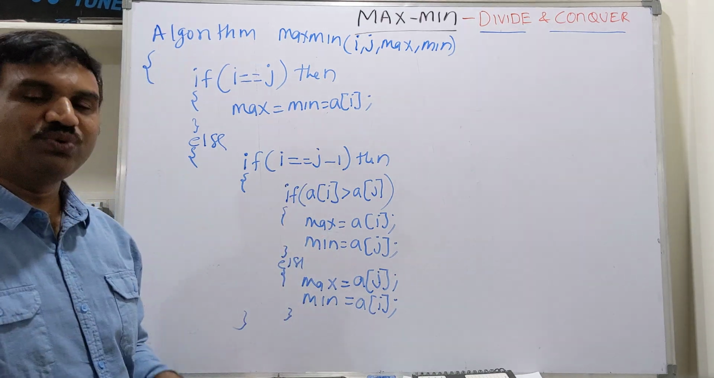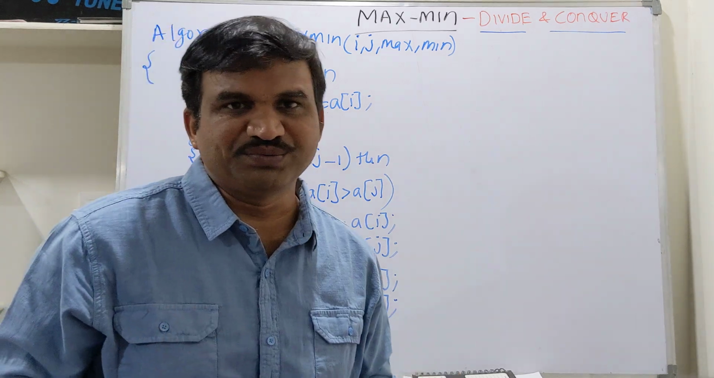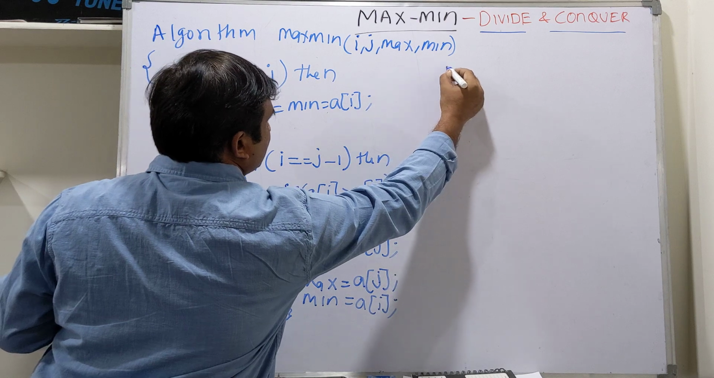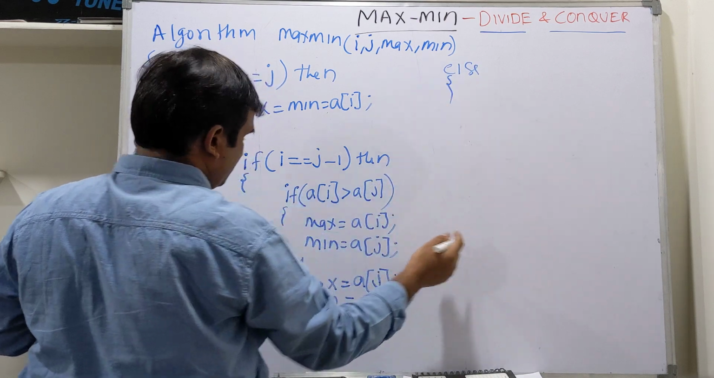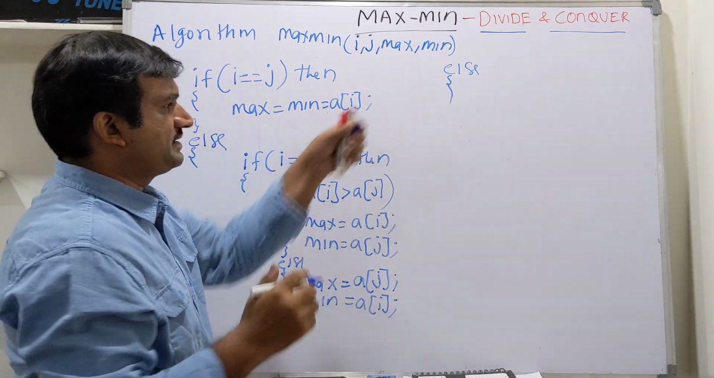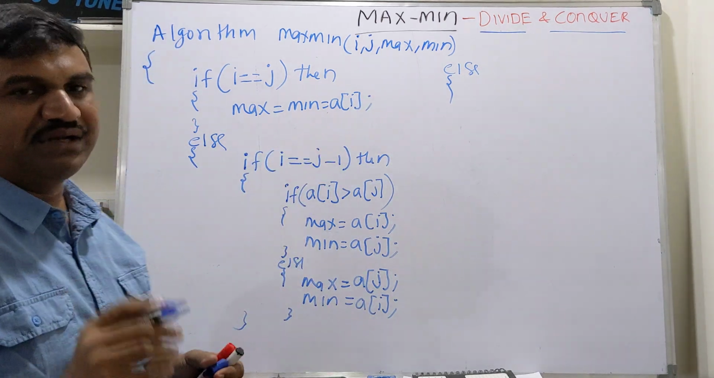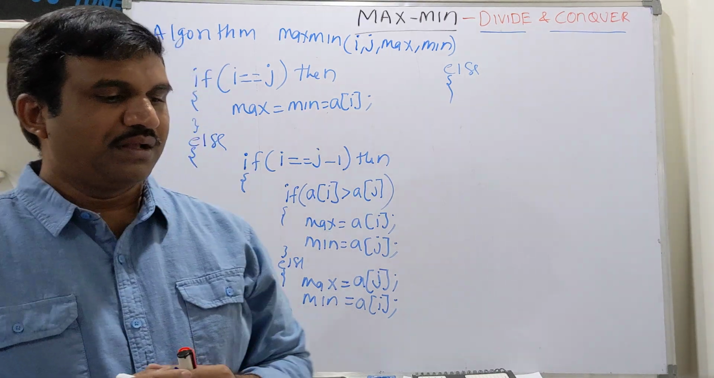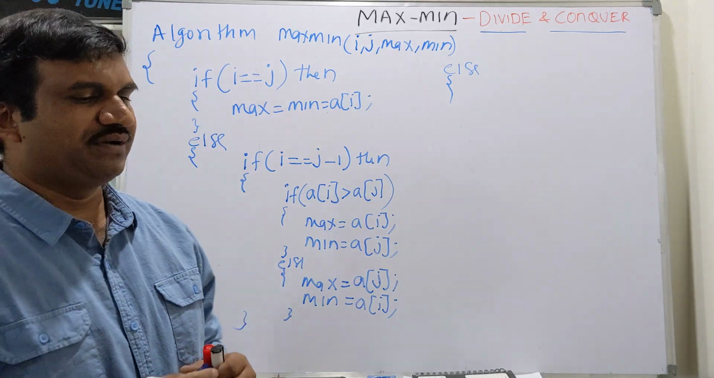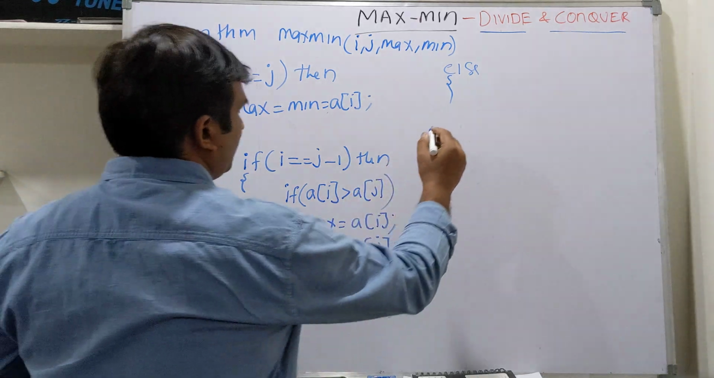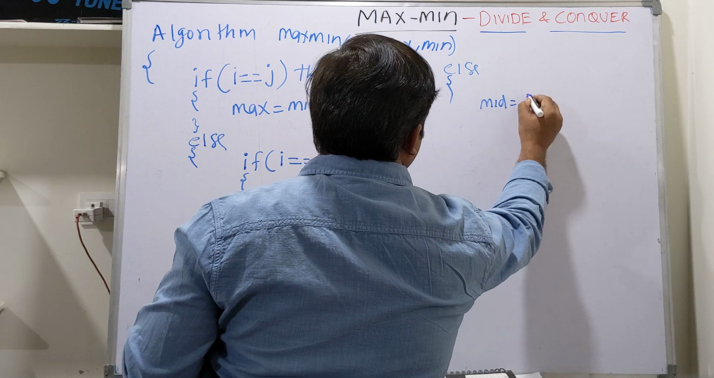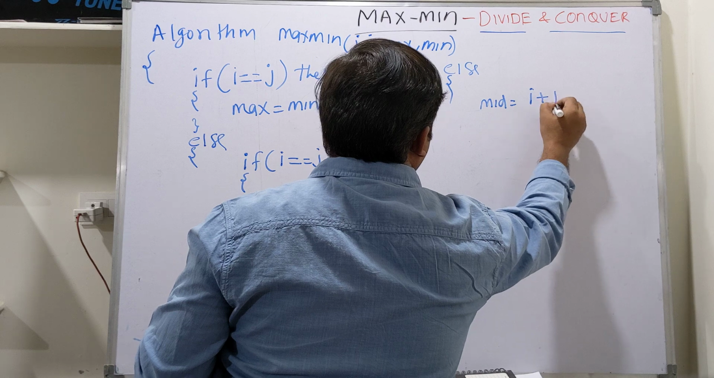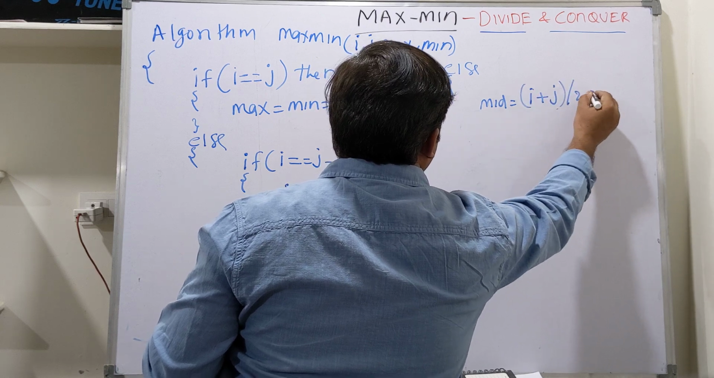Assume that we have more than two elements, then what will we do? Else. The if condition, else. Now what you do is very simple. We divide the problem into k pieces. How will we divide the problem into k pieces? Simple. We calculate mid is equal to low plus high by 2. So here low is i and high is j, so mid is i plus j by 2.